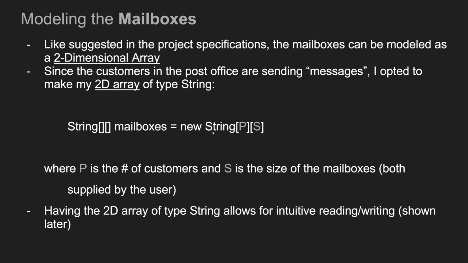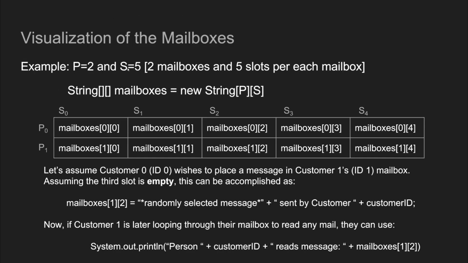So I'll show you kind of how this looks in a matrix style. For this example, if P equals 2, so we've got 2 people running the simulation, and S equals 5, which means there's 5 slots in each person's mailbox. Having your mailboxes set up as this 2D array will let you index it like a matrix, like so. So for person 0's mailbox, the first index is always 0, and we have slots 0, 1, 2, 3, and 4. Same thing for person 1, except that first index goes up to 1, and we have slots 0, 1, 2, 3, 4.